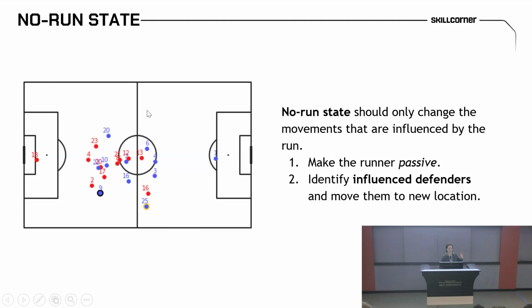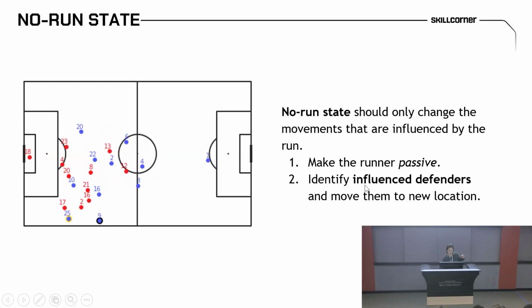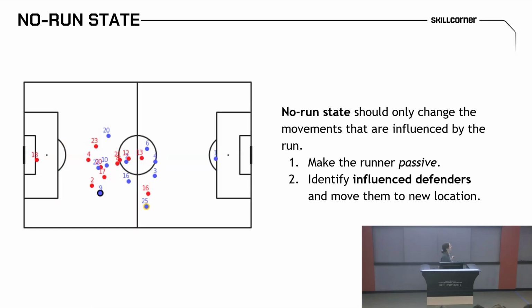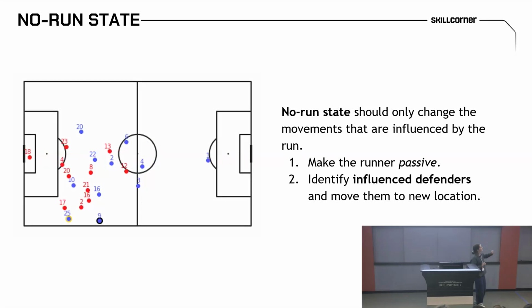I have a little run graphic here. 9 is my ball carrier in blue, and 25 is the runner. While we watch this, oh, I just clicked right by it. Okay, well, we can't watch the run happen. I'm not sure why. But 25 is going to run down, and notice at first 16 is marking 25, and at the end, 17 is here marking 25. So this gives us some inspiration as to who we think might be the influence defenders of the run.